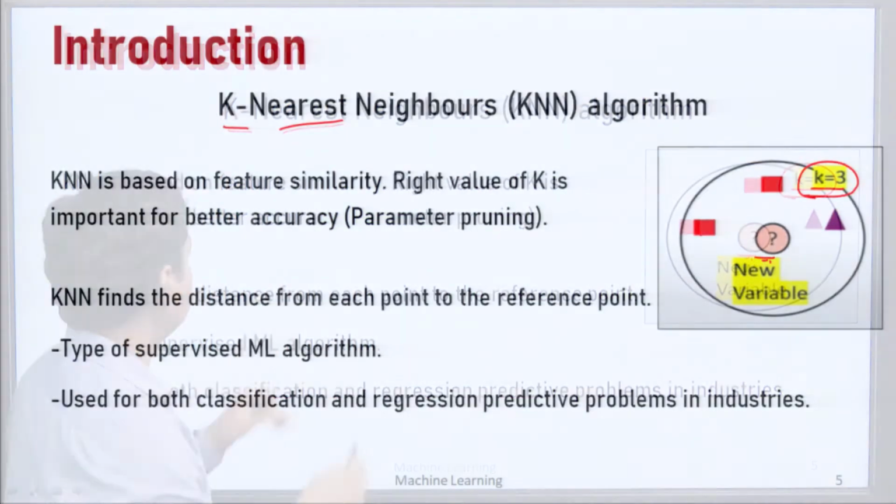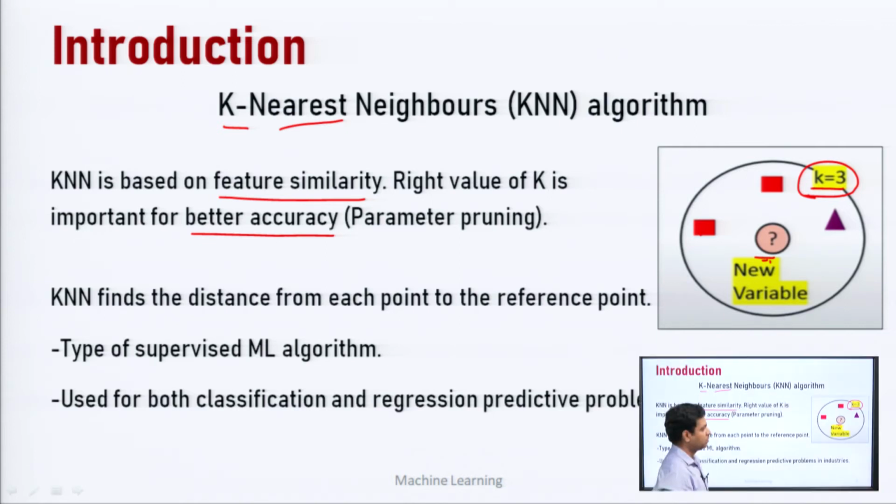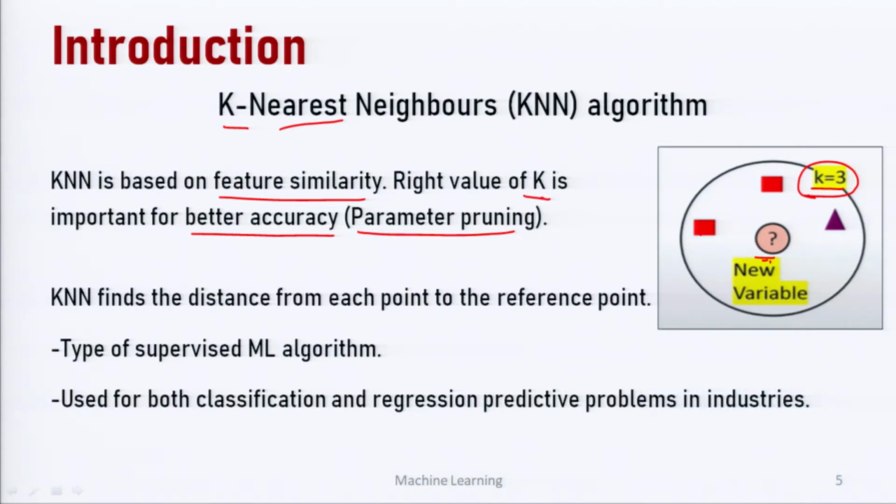KNN is based on feature similarity. So, the feature is nothing but the shape here. The right value of k is important for better accuracy. So, the value of k is important in the prediction of a better solution. The selection of this value is known as parameter tuning. Now, KNN finds the distance from each point to the reference point.